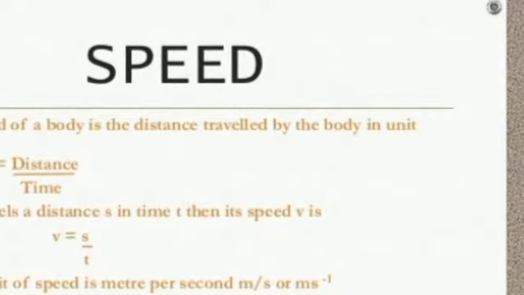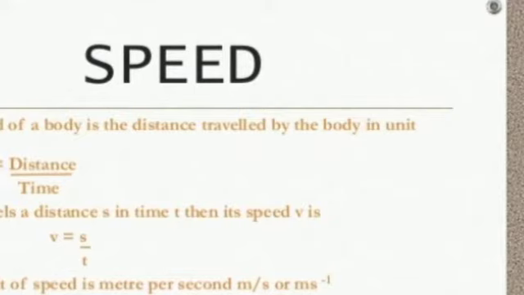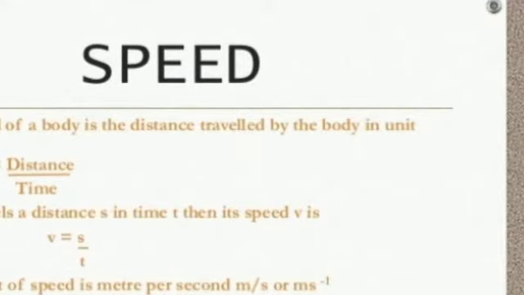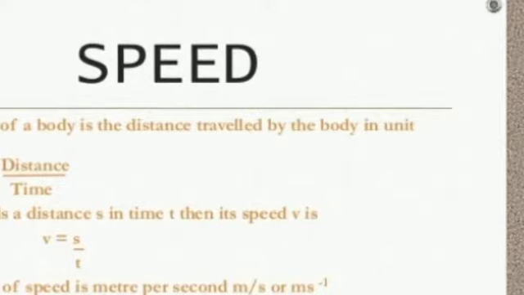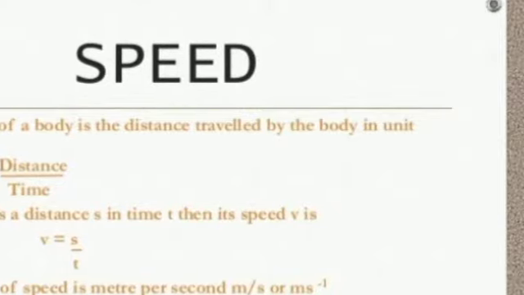If a body has both magnitude and direction, we can call it a vector quantity. If I am talking only about magnitude, then it is called a scalar quantity.